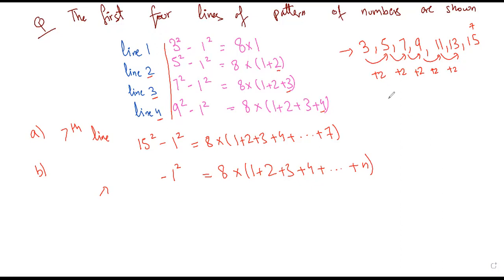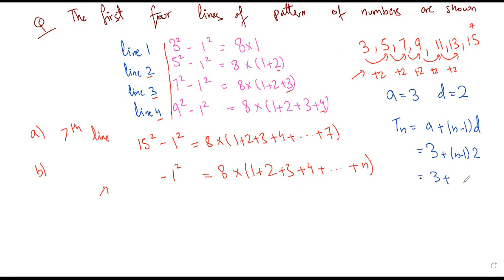So A is the first term, that is 3. Difference is 2. And the formula for the nth term is A plus n minus 1 into D. A is 3, n minus 1 and D is 2. It is going to give me 3 plus 2n minus 2. So this time it would be 2n plus 1.